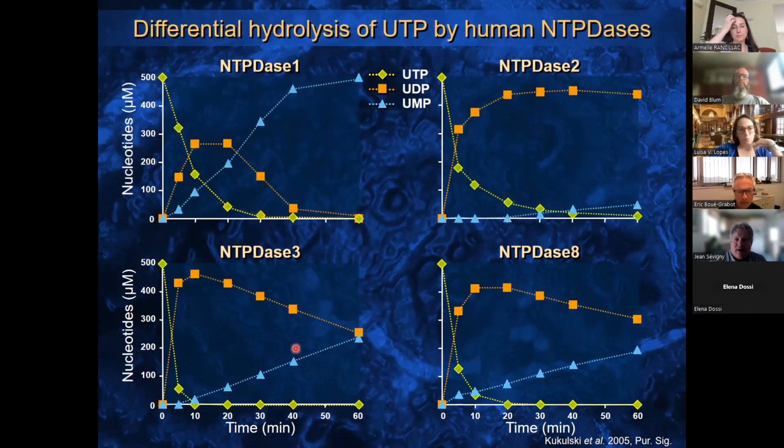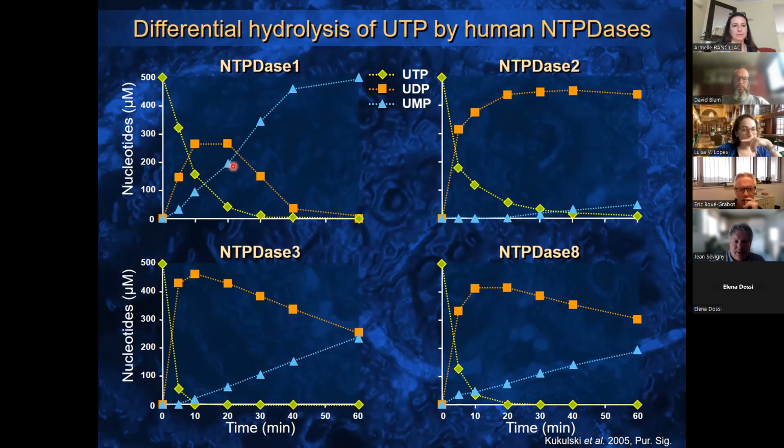Uracil nucleotides are also very important for some P2Y receptors, P2Y2, 4, 6. So the hydrolysis of UTP is also important. And as you can see, UTP is also a very good substrate, as good as ATP, for all of these enzymes. It's hydrolyzed very rapidly by all of these enzymes.